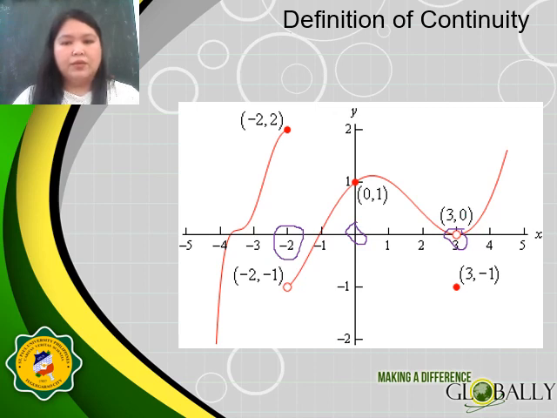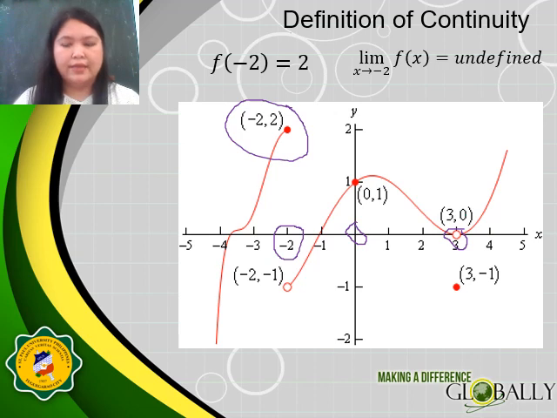Now let us start with x = -2. So first, let us evaluate the value of the function at x = -2, or that is f(-2), which is equal to positive 2. So we can get that in this part of the graph. And then next is to find the limit of the function as x approaches -2, which is undefined.